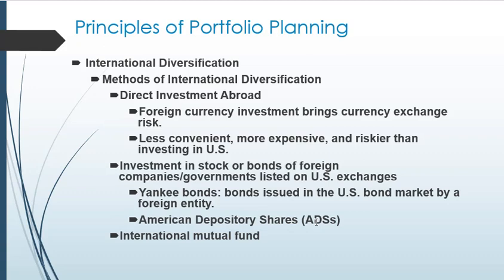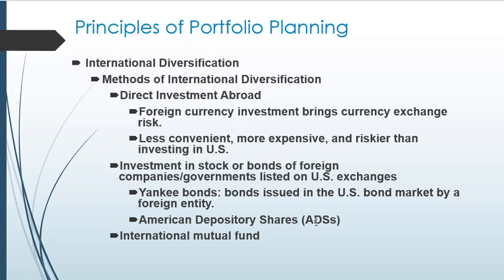So how can we diversify internationally? We can do what's referred to as direct investment abroad. We can purchase foreign currency investments, right? Those foreign currency investments are going to bring the international flavor to our portfolio. It's a little less convenient, a lot more expensive, and again, certainly riskier than investing in the United States. In addition, we can invest in stocks or bonds of foreign companies. So you can buy just the currency and get that international diversification, or you can buy securities.